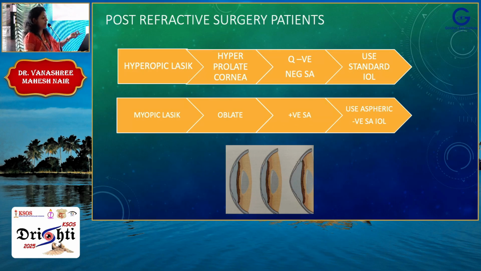So the cornea is already having a negative spherical aberration. So here you should not use an aspheric IOL and use a standard IOL. Whereas in a myopic LASIK, it's a flat cornea. It has a lot of positive spherical aberration. So here your aspheric negative IOLs help.